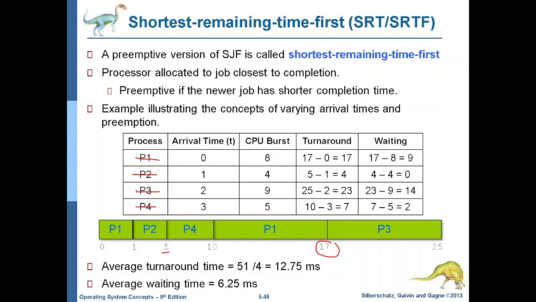So here the average turnaround time, we can get it by adding all the values of turnaround time for all processes, and then we're just going to divide it by the number of processes, which is 4. So we will get 12.75 milliseconds. So this is the average turnaround time. And then for the waiting time, the same, add all these values, then divide by the number of processes, which is 4. So we will get 6.25 milliseconds.